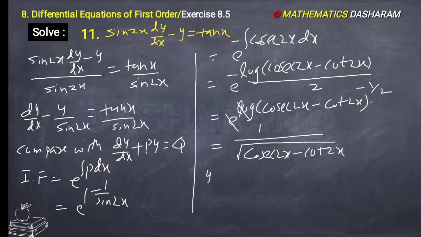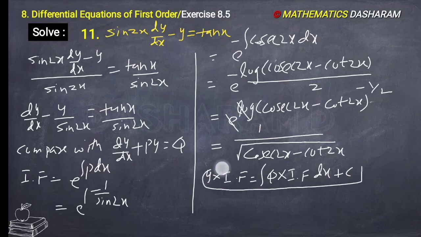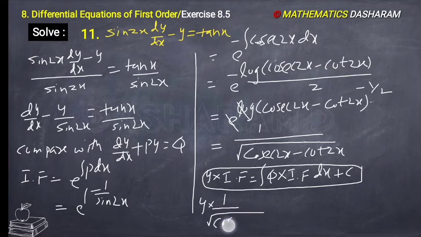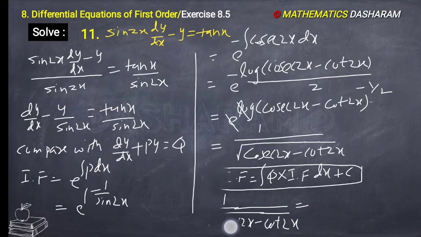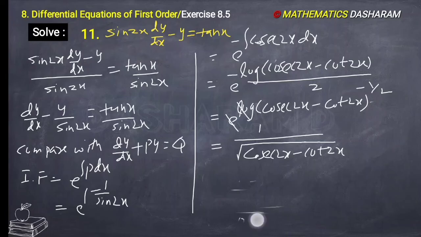Now the solution formula is y into integrating factor equals integration of q into integrating factor plus c. So y into integrating factor, 1 by under root (cosec 2x minus cot 2x), equals. So do one thing, let us simplify this integrating factor.